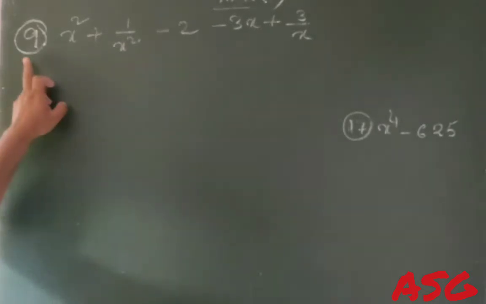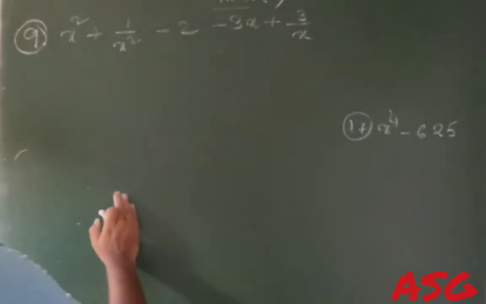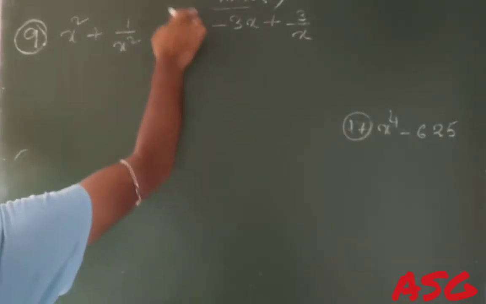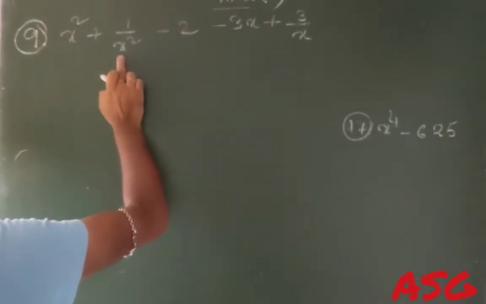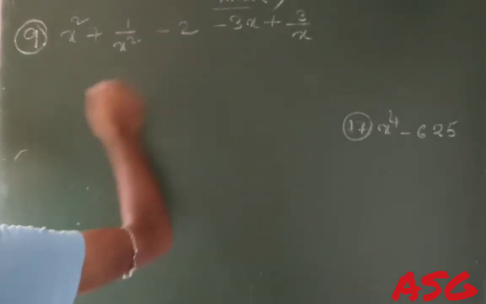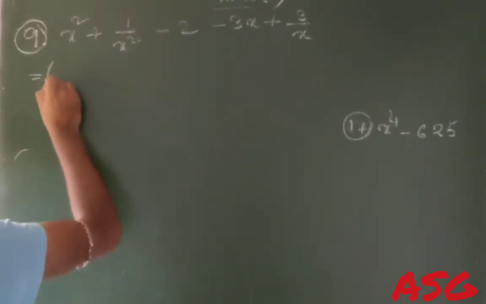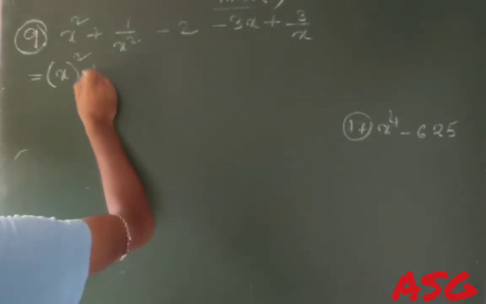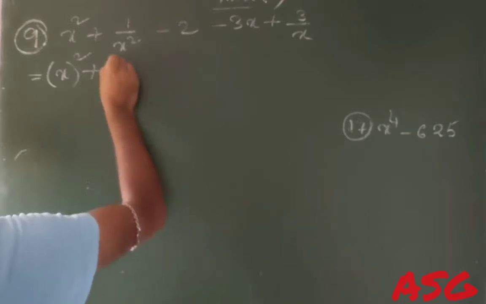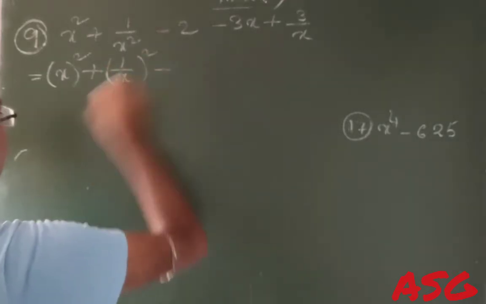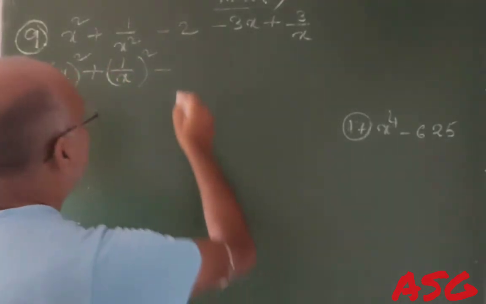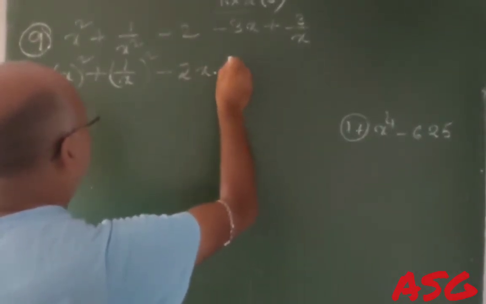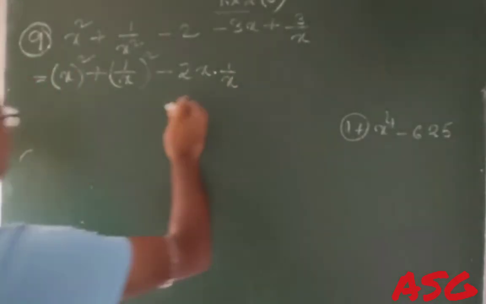Moving on to the next sum, which is question number 9. You can see here x square plus 1 by x square minus 2. Within this term, I have to get a square, b square, minus twice ab. How can I get it? I write here first (x) whole thing square, then plus (1 by x) whole thing square. Here it is minus, so I will put minus. Now twice ab, twice a is your x into b is your 1 by x. So x cancels, 2 ones are 2.